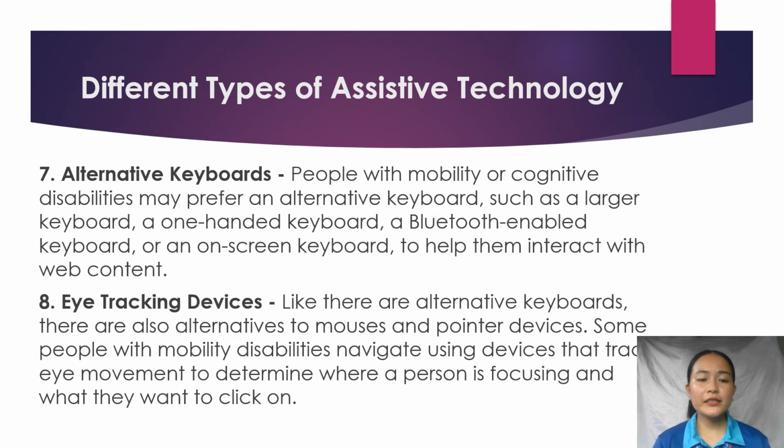Next we have alternative keyboards. People with mobility or cognitive disabilities may prefer an alternative keyboard, such as a larger keyboard, a one-handed keyboard, a Bluetooth-enabled keyboard, or an on-screen keyboard to help them interact with web content. The last but not the least is eye tracking devices. Like there are alternative keyboards, there are also alternatives to mouses and pointer devices. Some people with mobility disabilities navigate using devices that track eye movement to determine where a person is focusing and what they want to click on.